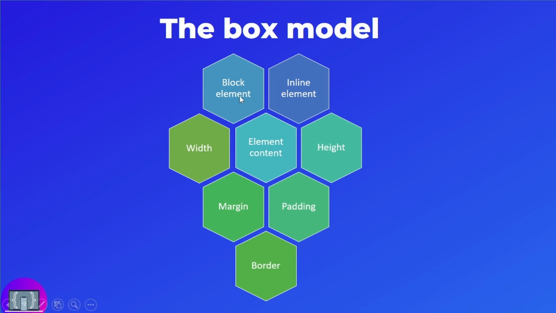HTML elements are of two main categories, block and inline elements. The element has some content, and the element can have a width and it can have a height. The element as well can have margin, padding or border, and these three are optional. If you are completely new to all of this, you'll be wondering, well, what is this guy really talking about? So hold on a second and I'm going to explain myself.